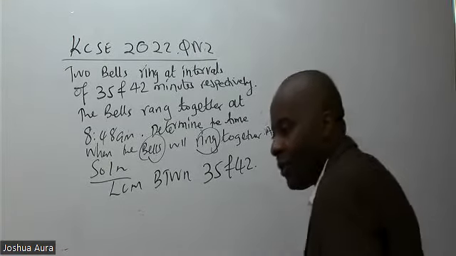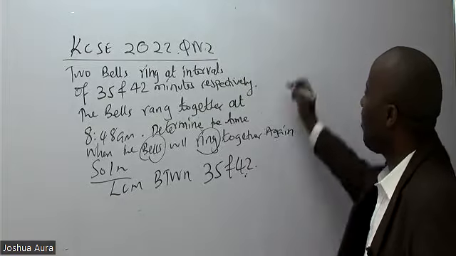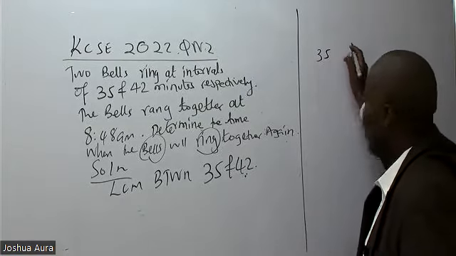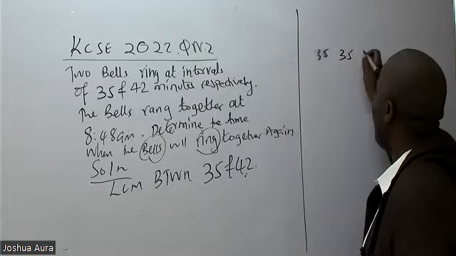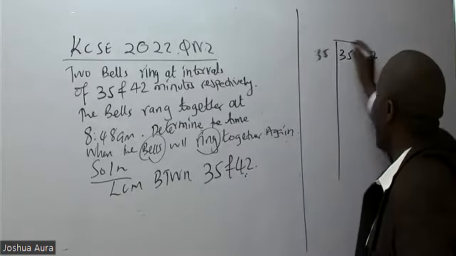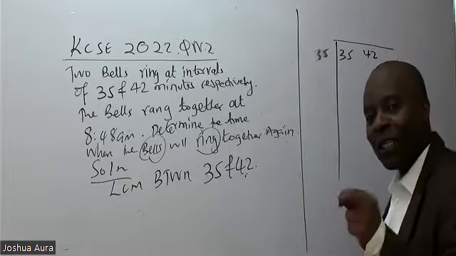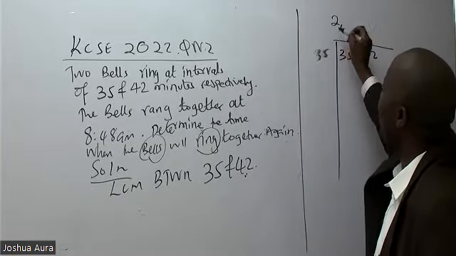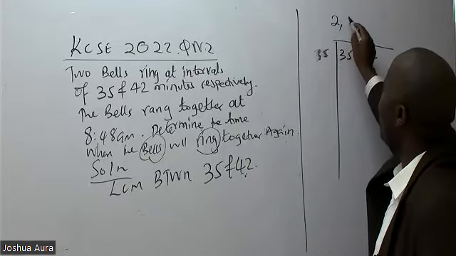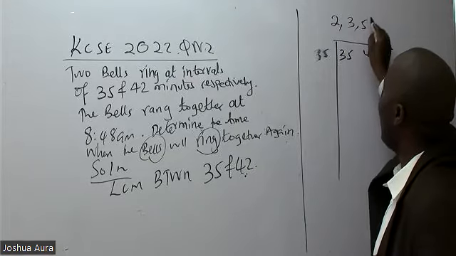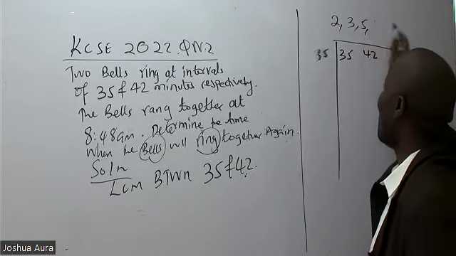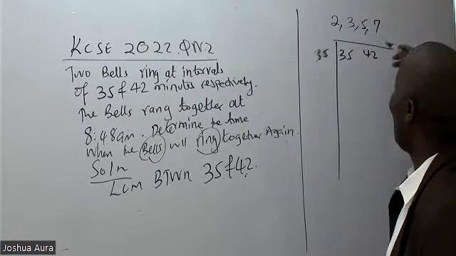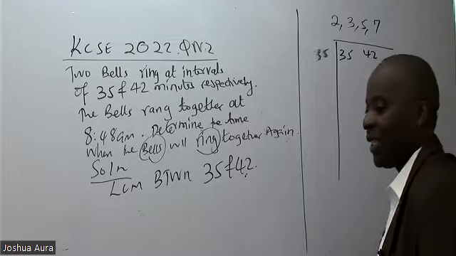So what do they want me to do? They want me to give them this LCM. So this LCM, I'll come and do my table. 35, we have got what here? 35, this 42. So I'll draw my table like this. So remember the concept of prime numbers. I can even write them up here so that I don't get confused. So we have here 2, 3 is the next prime number, 5, and 7.